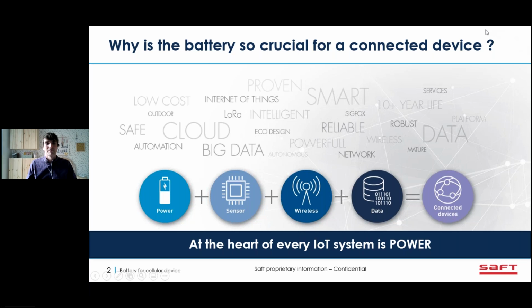Why is the battery so crucial for our connected device? All connected devices need electricity, but most of them are not connected to the grid. Moreover, the accessibility to the connected device could also be difficult or costly. So the heart of every IoT system is power, of course.